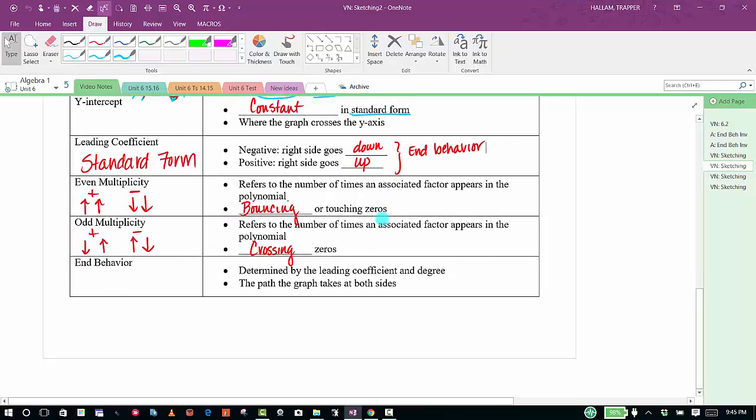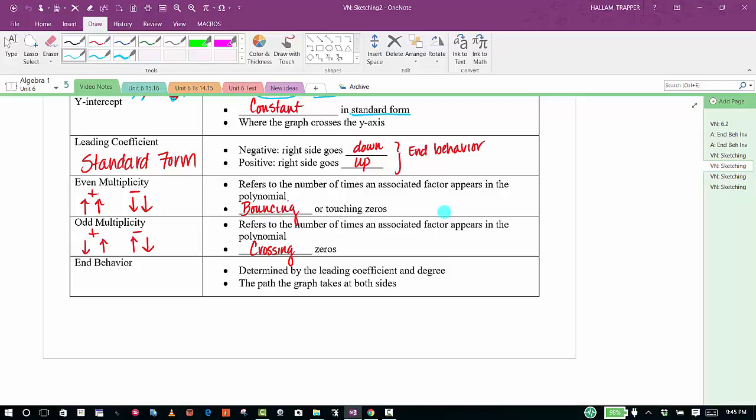Now let's talk about multiplicity. I think we're pretty good with that. We did that in the first activity of the unit, but let's just review it to make sure we've got that piece together. Again, this is all of the critical information being tied together for us. So multiplicity refers to the number of times an associated factor appears in the polynomial. It just means, is it there once, or does it contain more than one zero?